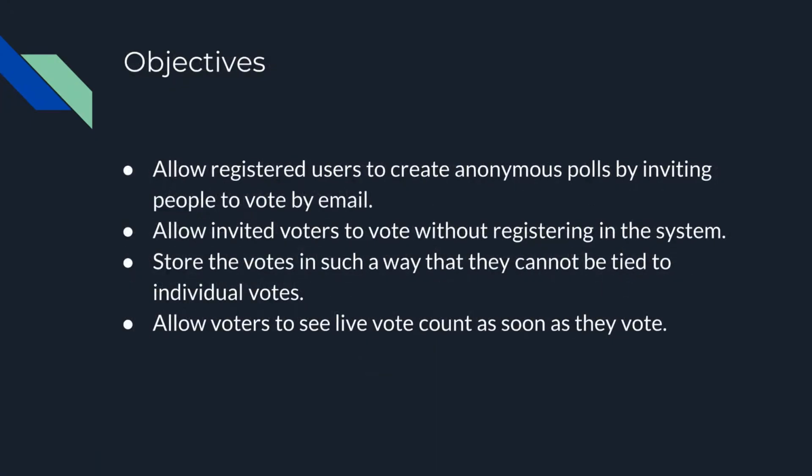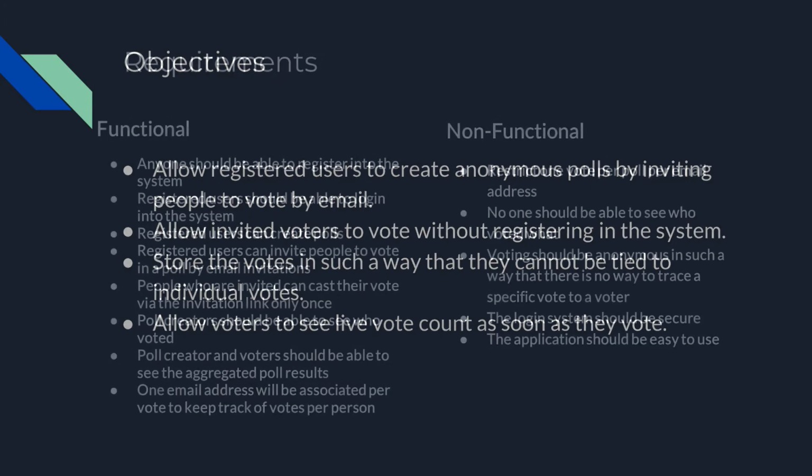Next, we had 4 objectives, which were: allow registered users to create anonymous polls by inviting people to vote by email, allow invited voters to vote without registering in the system, store the votes in such a way that they cannot be tied to individual voters, and allow voters to see the live vote count as soon as they vote.